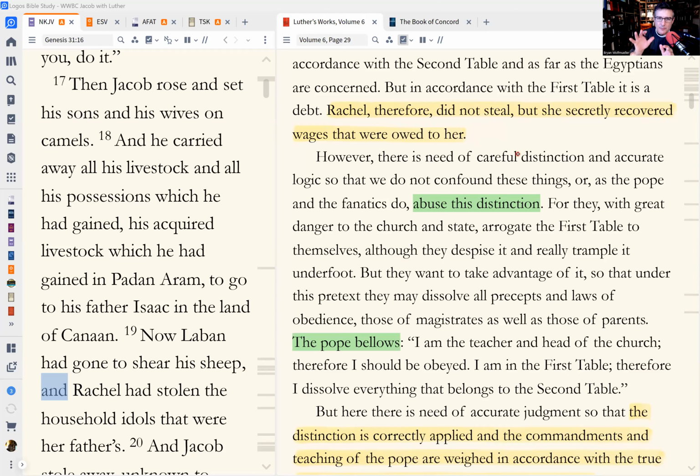Okay, now let's dig into this distinction. Luther's talked about it already. Review last week if you missed it. There's need of careful distinction and accurate logic so that we do not confound these things, because this is dangerous territory whenever we're deciding to break a commandment.